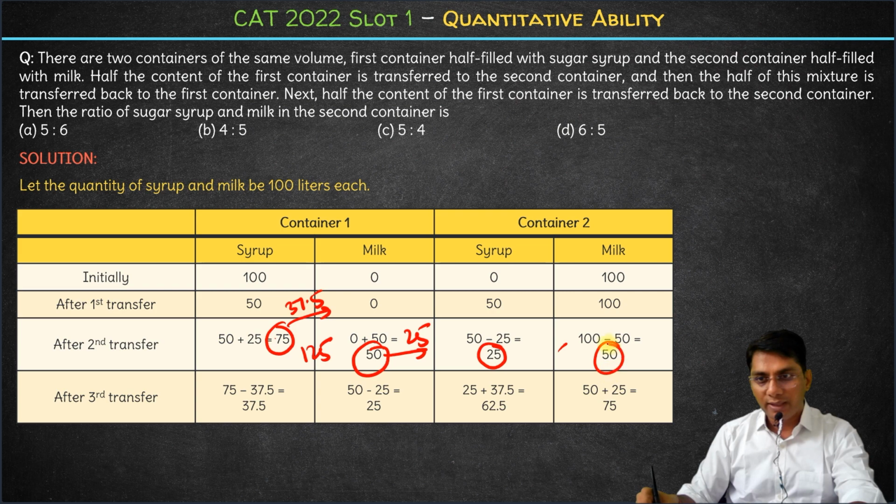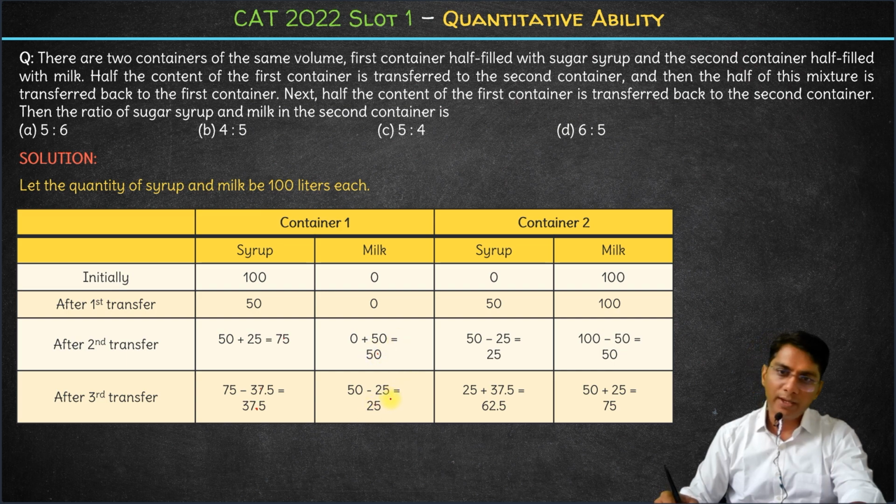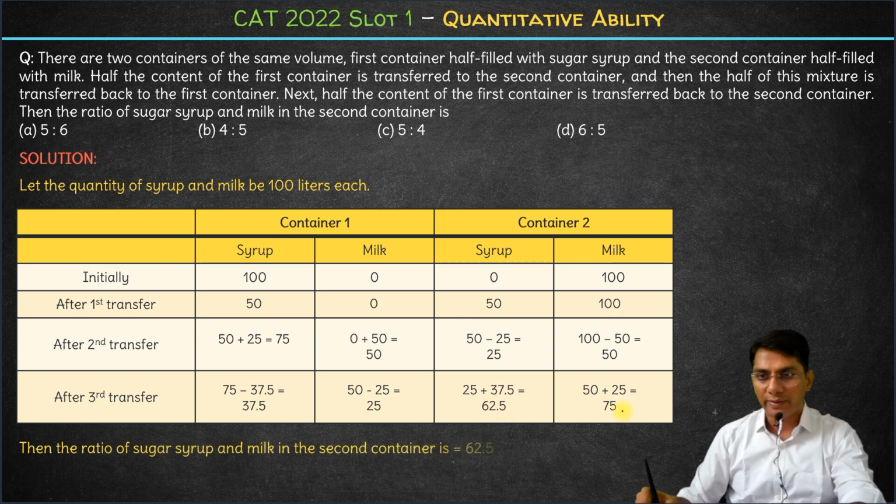And the milk was 50 liters already and 25 is being added. So milk will become 50 plus 25, 75. So this will be the amount of sugar syrup and milk in the final container, and in the initial container also you can subtract: 75 minus 37.5 is this and 50 minus 25 is this. Now the question was the ratio of sugar syrup and milk in the second container. So the required ratio is 62.5 is to 75.